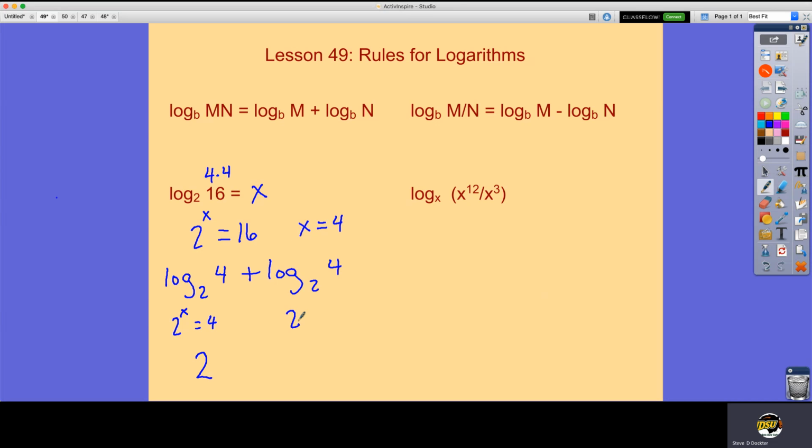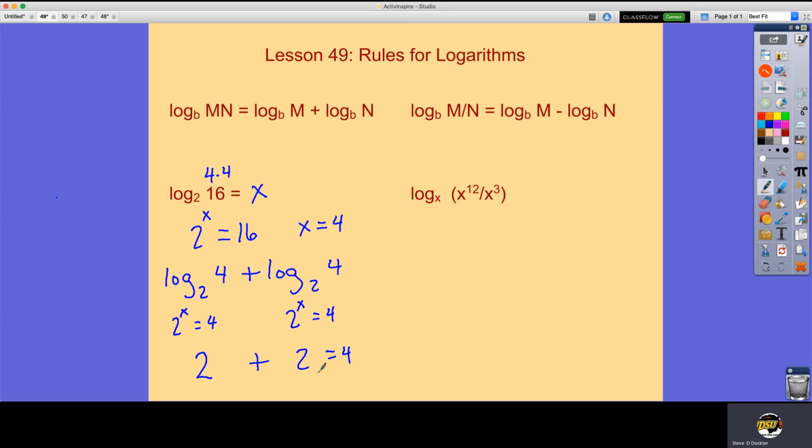The second one, we do the exact same thing. 2 to the x equals 4, so our x value would also be a 2. 2 plus 2 is also 4. So same answer for both. Doesn't matter which way you do it. All right, so any questions with using our product rule there?